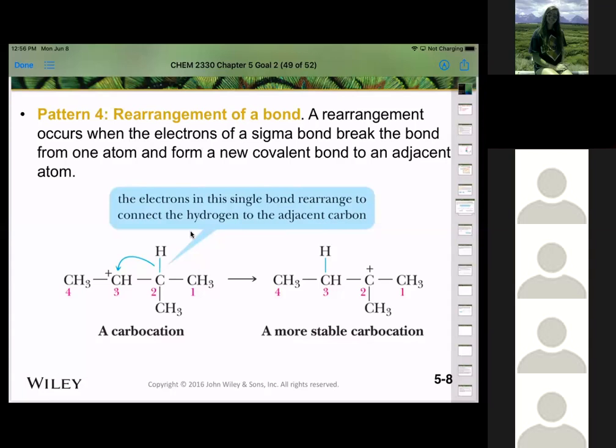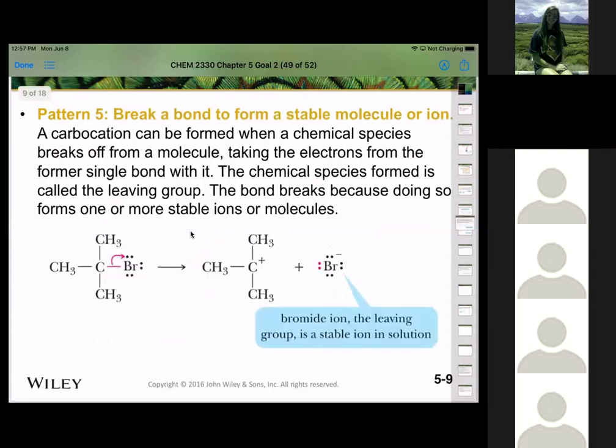And a methylene, so a CH2 bonded to something else, if it's in a ring. But if it's in a straight chain, it's a methyl CH3 group or hydrogen. The other pattern that we recognize in carbocations is pattern 5, where we break the bond to form a stable molecular ion. Again, this typically happens only to make tertiary carbocations, because the tertiary carbocation is the most stable ion that can be formed on carbon. Once we form this, it is now the reactive species. So carbocations happen in pattern 3, 4, and 5.